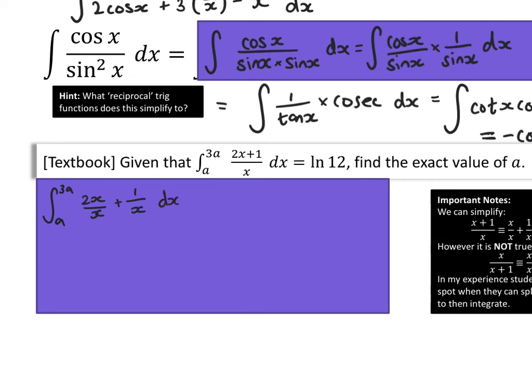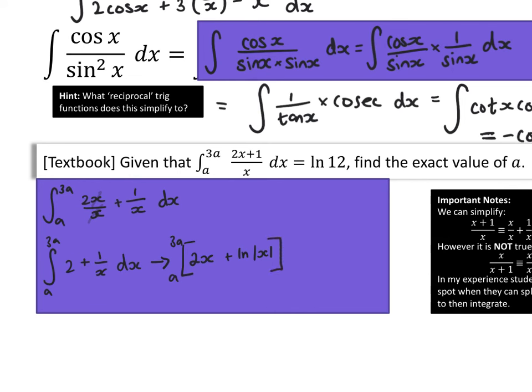Okay, I know it equals ln 12. We don't have to worry about that for a second. So then the integral between 3a and a, 2x over x is simplified to 2, plus 1 over x, with respect to x. Okay, so now I can integrate it. The integration of 2 is 2x, and we have our limits 3a and a. And the integration of 1 over x is ln the modulus of x.